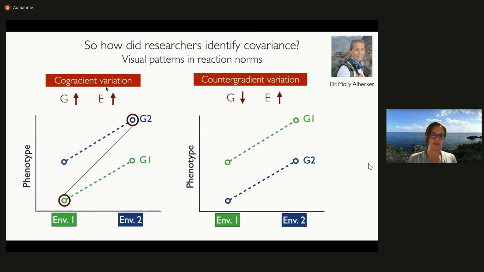So on the left here, this is called cogradient variation. And if we go out and survey these populations in their home environments under this cogradient variation, we would see a very steep climb. Under countergradient variation, or negative COVE-GE, if we surveyed these populations in their home environments, there might not be an observable phenotypic climb, but nevertheless, there are important genetic differences that underlie those populations.